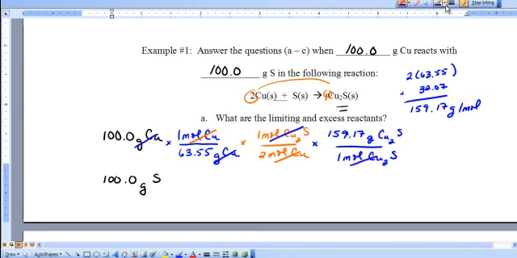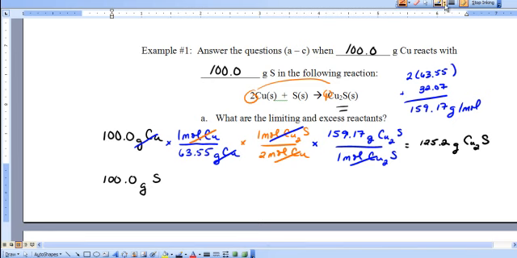We are left with grams of Cu2S, and when you perform that calculation, 100 divided by 63.55 divided by 2 times 159.17, of course I left off the multiplying by ones and dividing by ones, I'm getting 125.2 grams of copper 1 sulfide that could form from 100 grams of copper. Now, does this mean that that's the amount that's going to be formed? No. We have to take a look at how much the sulfur can produce.